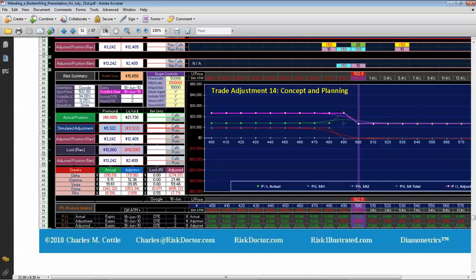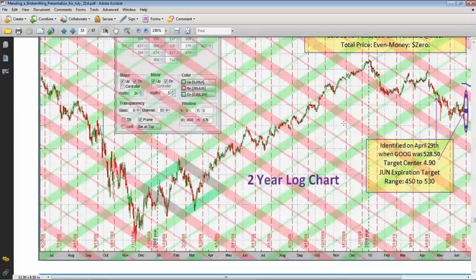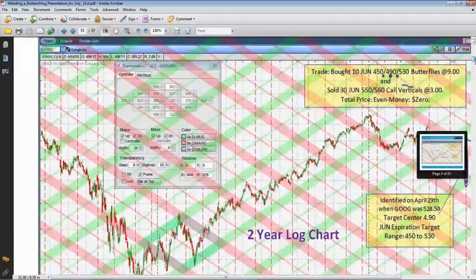So that's out of order. Oh, no, it isn't. I don't know what happened to that thing, but we can see what my last two trades are. I'll have to update this. So if you send me an email, charles@riskdoctor.com, I will send you a link to get the newer one. But we could see those two trades.